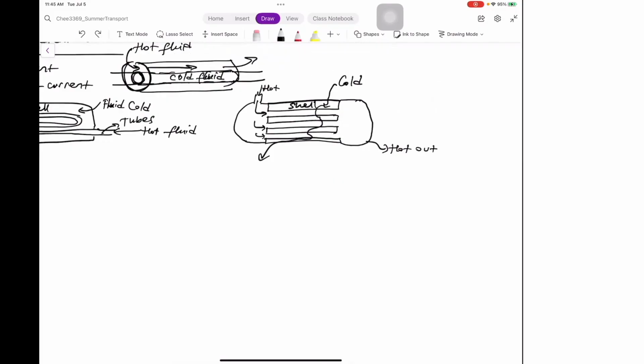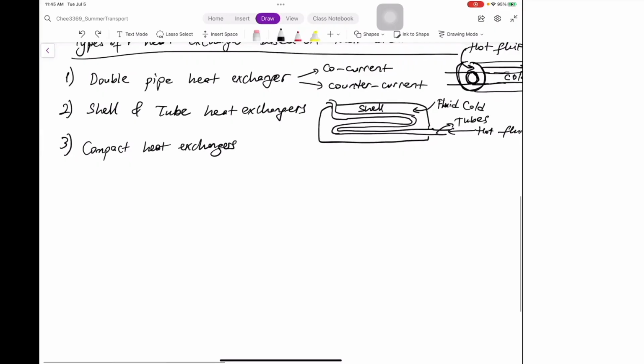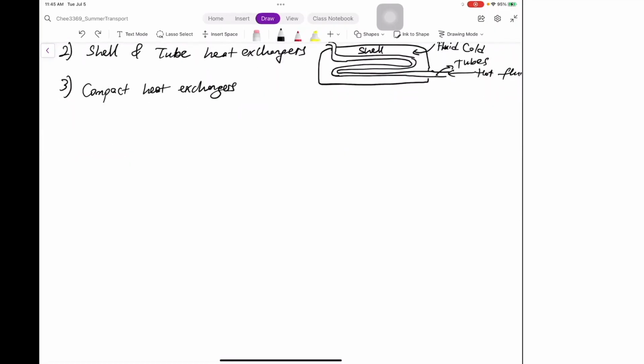You basically collect all at one side. You pump them along the tubes, and the tubes are actually inserted in the shell, and the shell contains a different fluid. Okay. The compact heat exchangers, they have actually large heating and cooling service requirements.